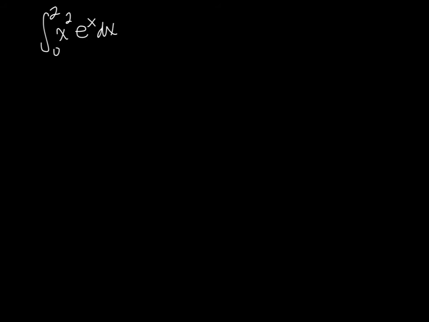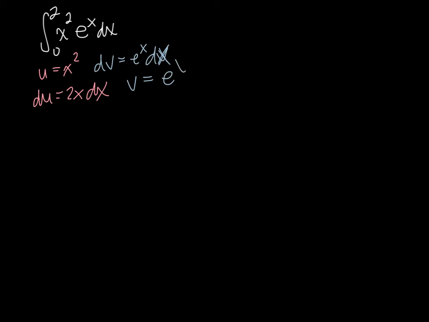So again, when I have polynomial and exponential, the polynomial is usually the best choice for your u, and the exponential is a good choice for your dv. Oops, that should be a dx. There we go. Okay, and then the derivative of u, or the differential, is going to be 2x dx, slightly different than what we've been getting before. And then the integral of dv is v. The integral of e to the x is just e to the x.